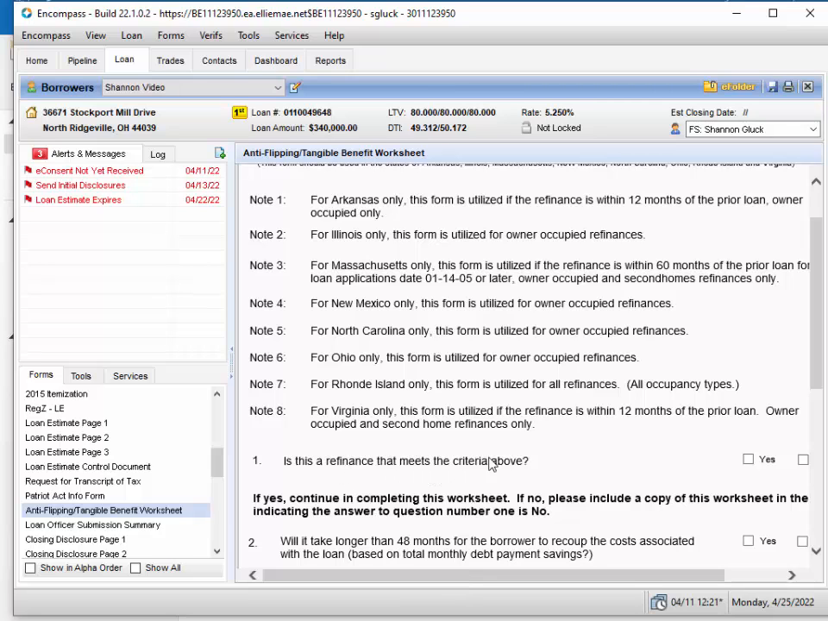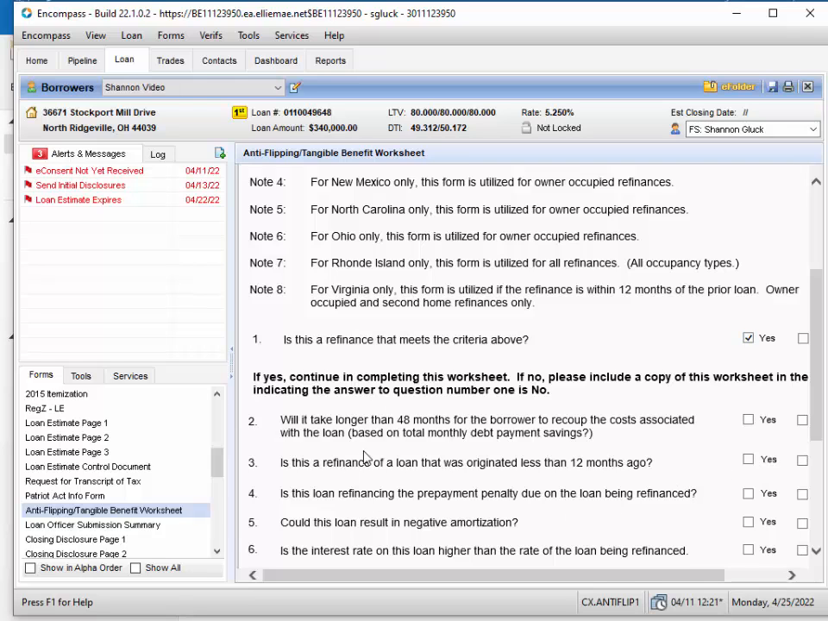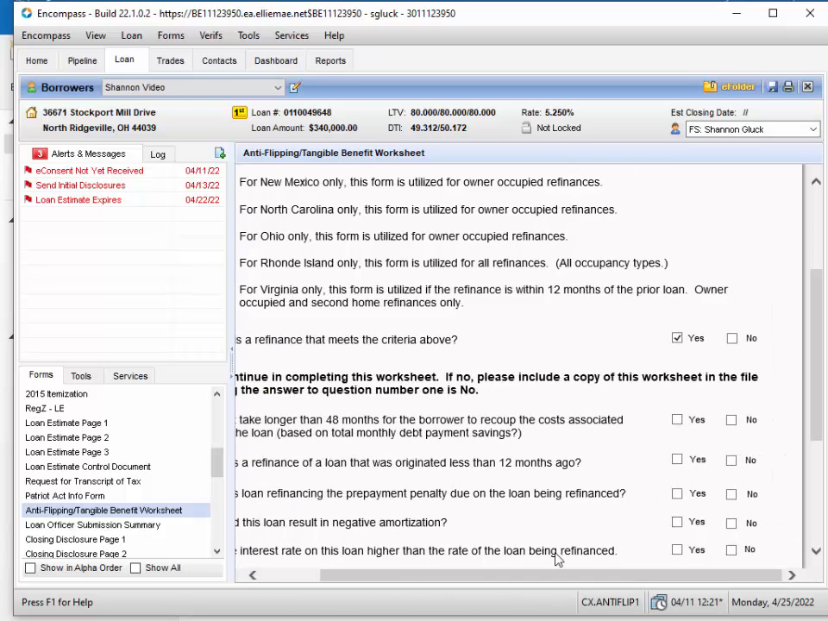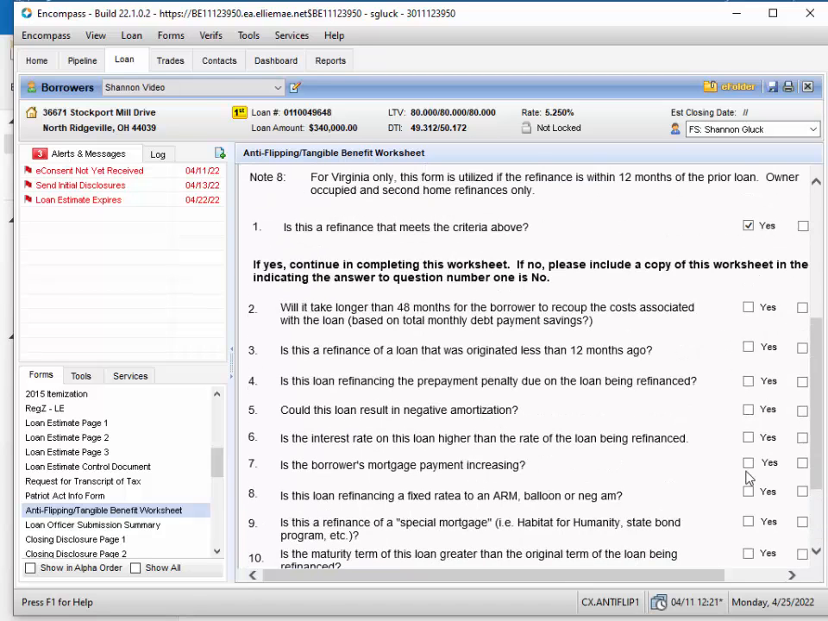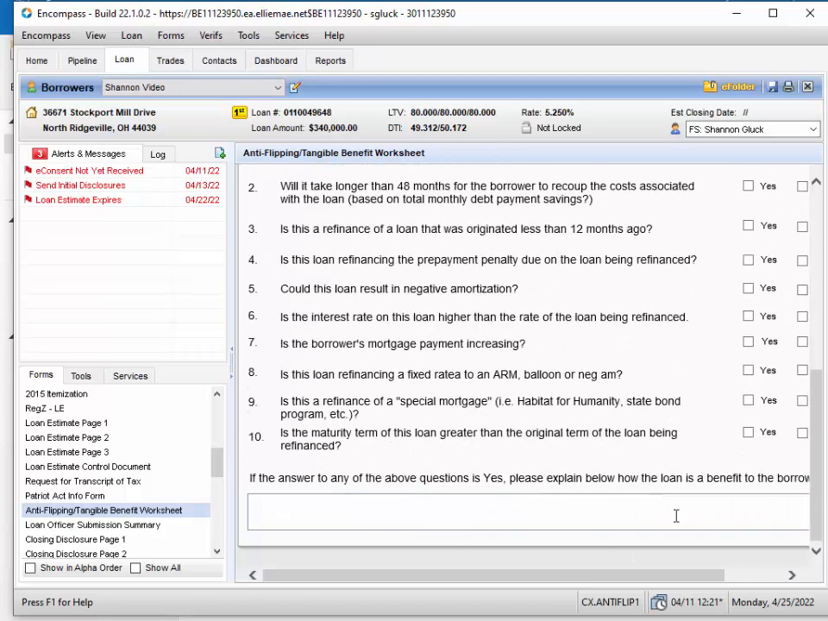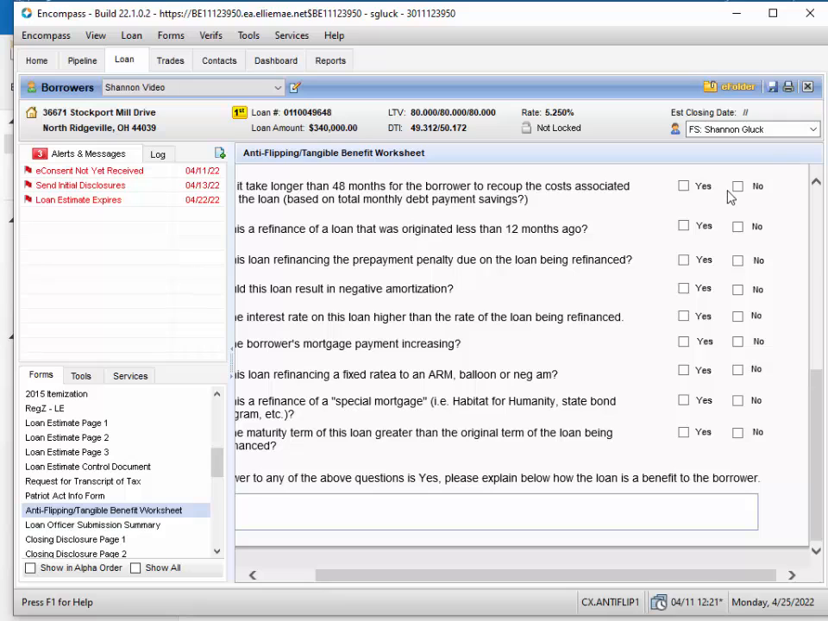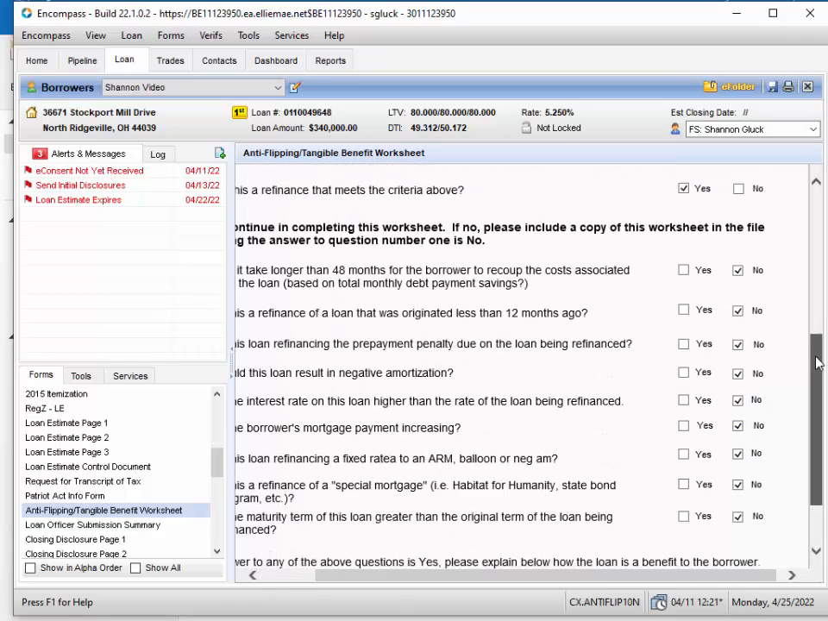On this form, you're going to just need to answer the questions below. Is this a refinance that meets the criteria above? You would click yes, and then you would answer all these questions, questions 1 through 10. If you answer yes to any of those questions, you would then use this explanation field down below to explain the reason behind the yes to that question. Otherwise, you would answer all the questions no if none of these apply. And that'll populate that form into your e-disclosures for your borrower.